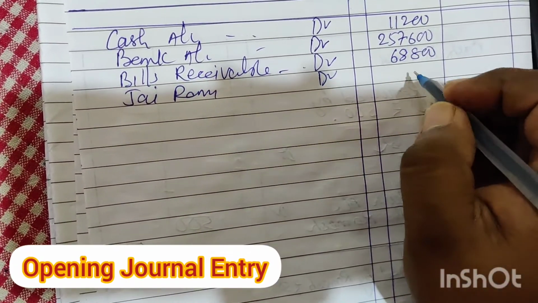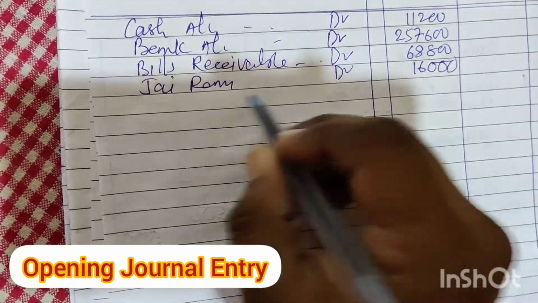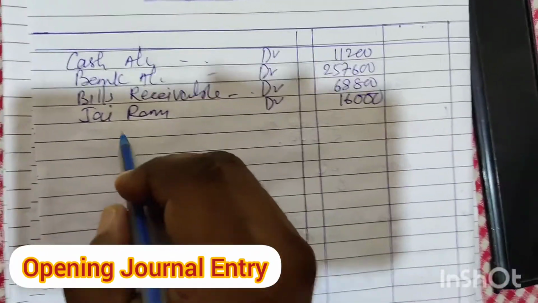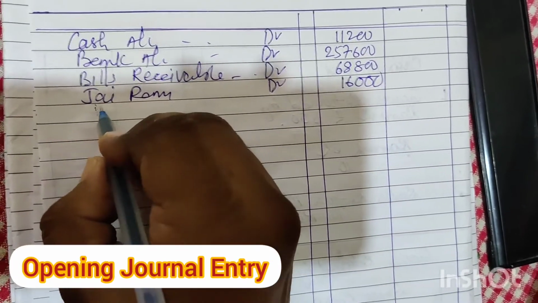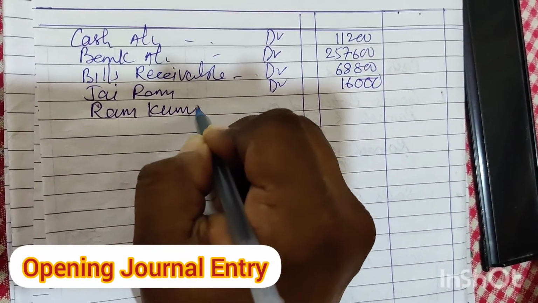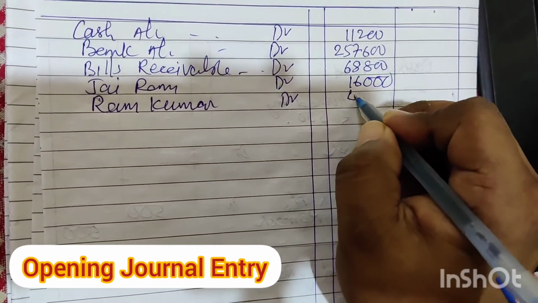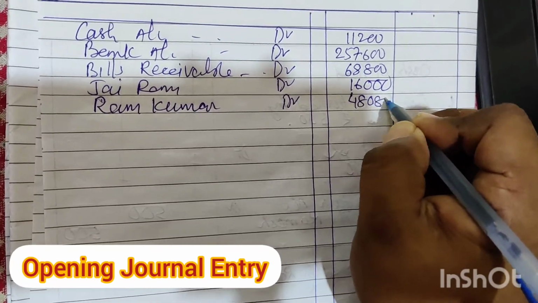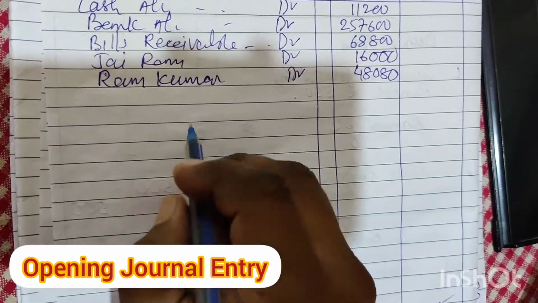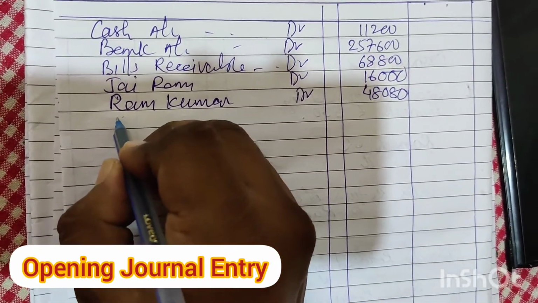Debit means debtor, customer, from whom you have to receive money. Please note down, Jairam debit means Jairam is a customer. You have to receive money from Jairam. Ram Kumar is also debited. Ram Kumar debited means from Ram Kumar you have to receive 48,080 rupees. Ram Kumar is a customer, due from Ram Kumar.